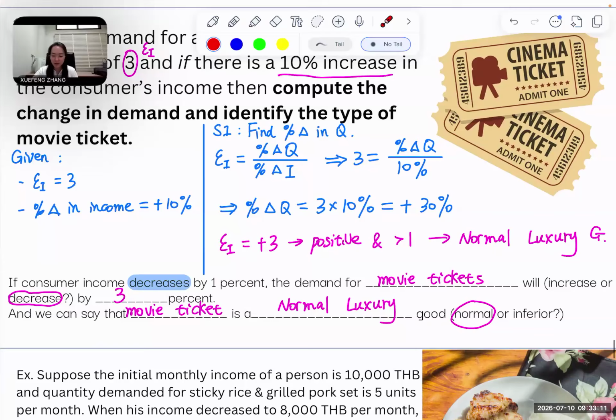Okay, so let's do the intuition check. When your salary goes up by 10%, you go to the cinema 30% more often. When money is tight, cinema is the first thing you cut. Nobody cancels rice to save money, but they cancel movie night.